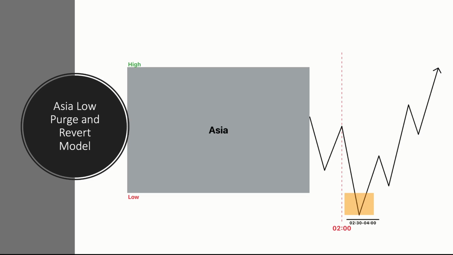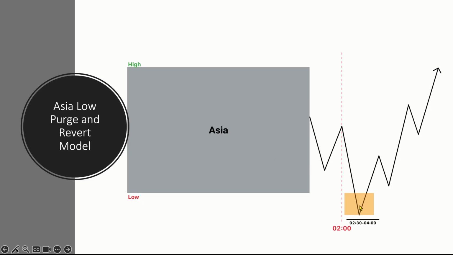The next few models that we will be looking at for the London session are the same models but for longs. So what we're going to look for is an Asia low purge and revert model, in which we want to see that Asia has engineered liquidity on both sides of the marketplace. And from there on, we want to see that around 2 a.m. a manipulation run lower occurs, purging the sell side liquidity below the Asia low.